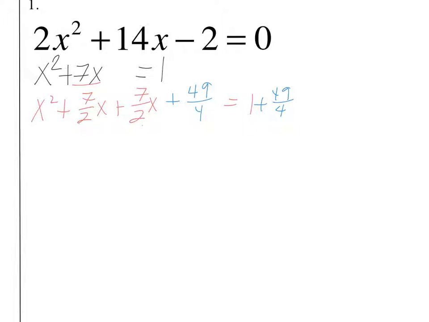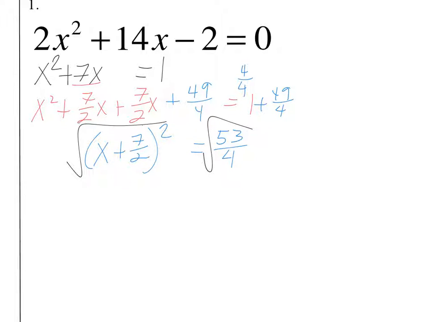Okay, my left side I'm going to factor, and that's going to factor into x plus 7 over 2, quantity squared. And on the right side, 1 is the same as 4/4. So that's going to be 53 over 4, because 49 plus 4 is 53. Take the square root of both sides. We get x plus 7/2 is equal to plus or minus the square root of 53 over 4.